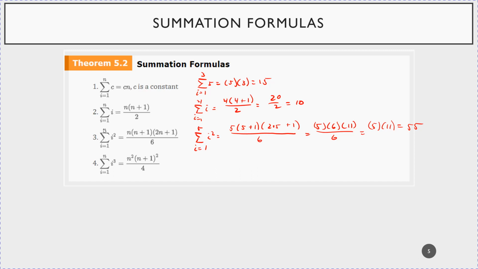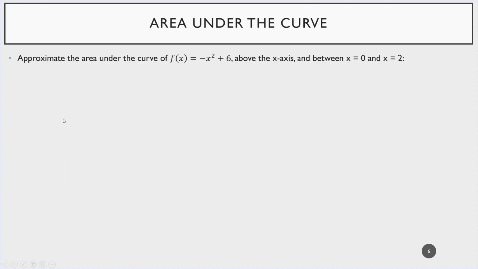Let's set up the problem we're going to work on initially here. Okay, so here's what I want to do. I want to approximate the area under the curve of this function, f of x equals negative x squared plus 6. And I want to do this above the x-axis, in between x equals 0 and x equals 2. All right, so let me sketch here just so you can see the area we're trying to find.